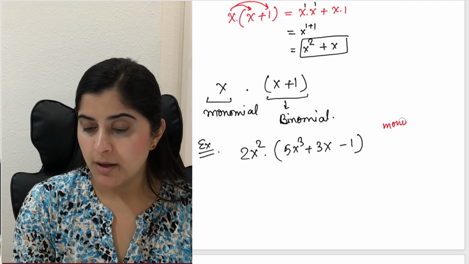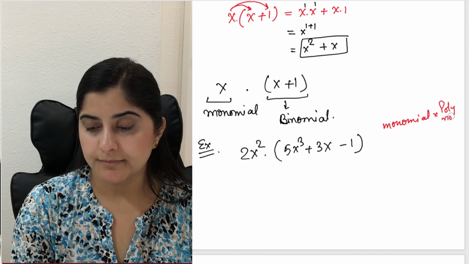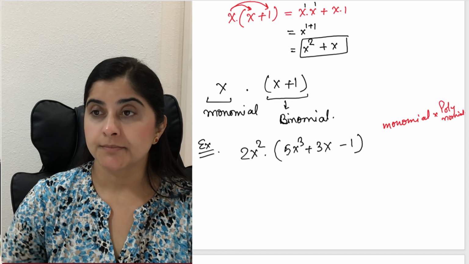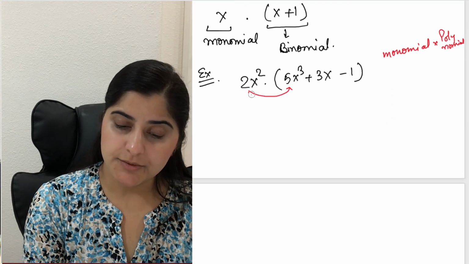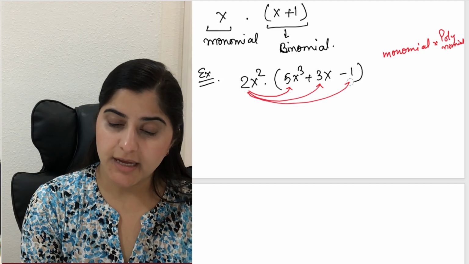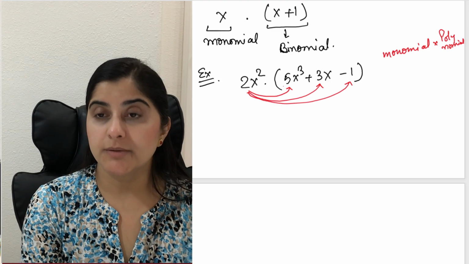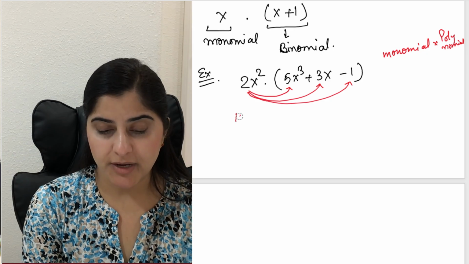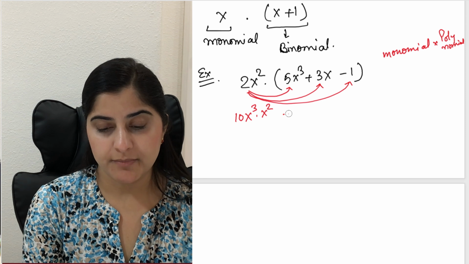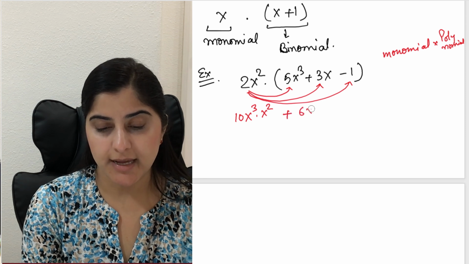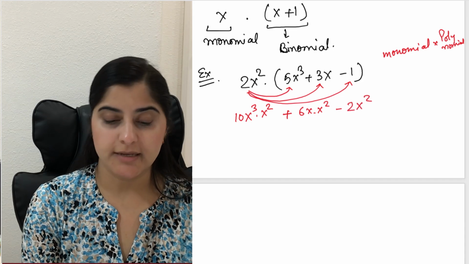So this is a monomial times a polynomial. We are going to use the distributive property. This 2x squared is going to multiply by each and everything that is inside the bracket. So numbers will be multiplied with the numbers. So 2 times 5 is 10, and x cubed times x squared, plus 3 times 2 is 6, x times x squared, minus 1 times 2 is 2 times x squared.